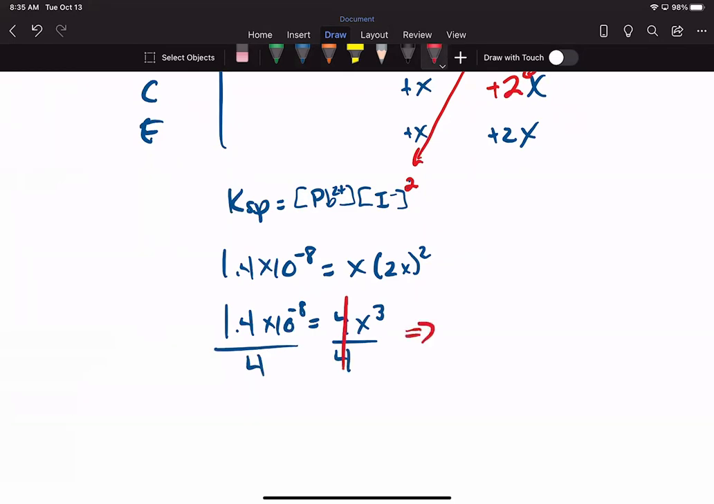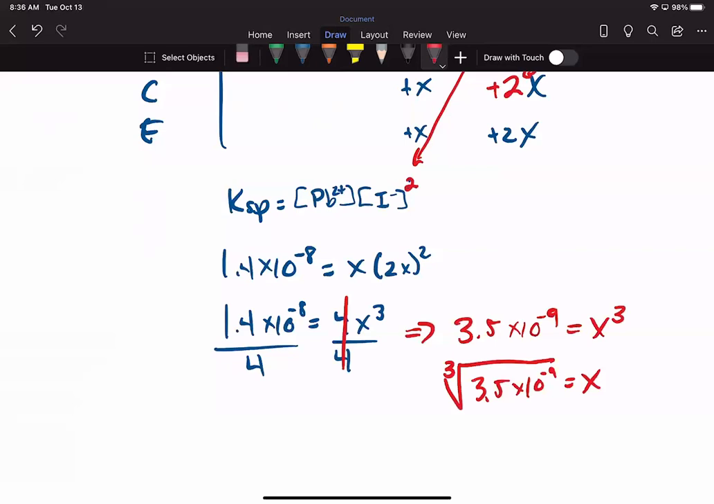And this gets us 3.5 times 10 to the negative 9 as the answer for x cubed. So this is equal to x cubed. I still have to take the cube root. All right, yep, and then we can go ahead and take the cube root of that. Hopefully you know how to use your calculator to do that. So we'll take the cube root of 3.5 times 10 to the minus 9, and this is going to equal x.